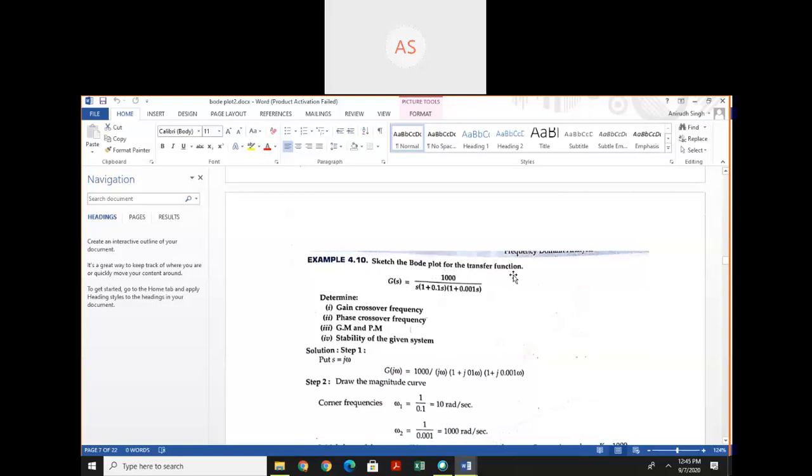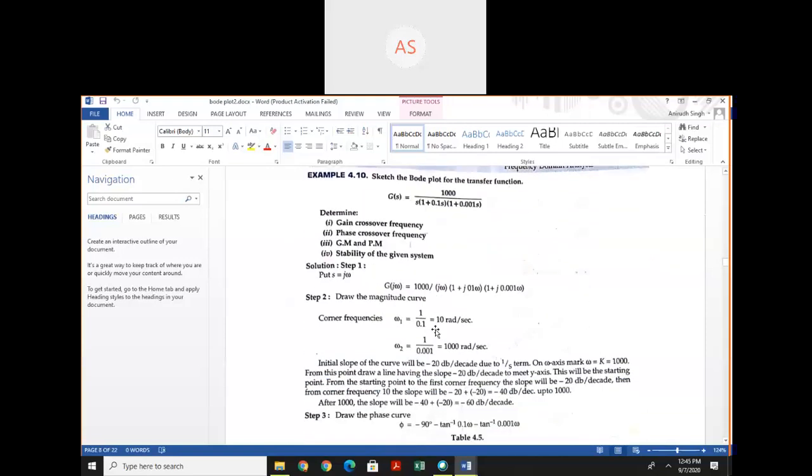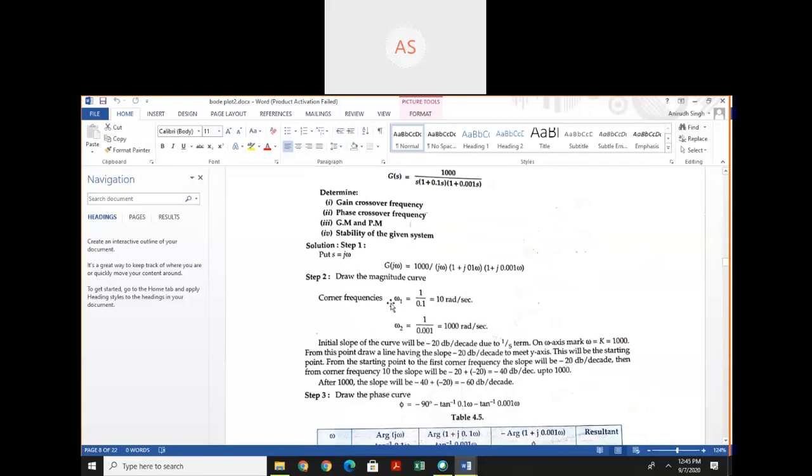Sketch the Bode plot for the transfer function G(s) equal to 1000 divided by s multiplied by (1 plus 0.1 s) multiplied by (1 plus 0.001 s). Determine gain crossover frequency, phase crossover frequency, gain margin, phase margin, and stability of the given system. First substitute s equal to j omega, then determine the corner frequencies. For this term, corner frequency is 10.